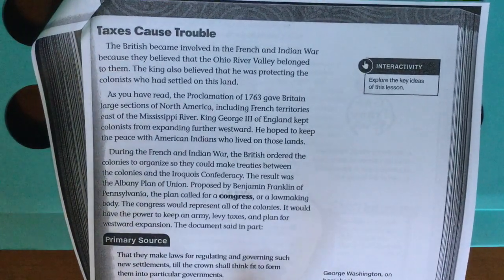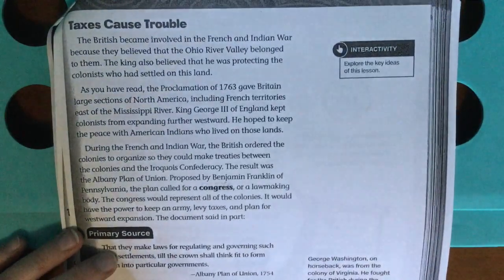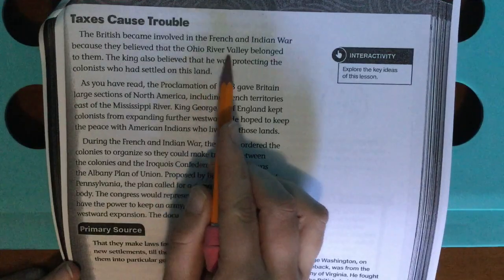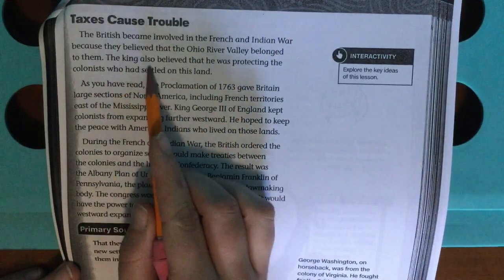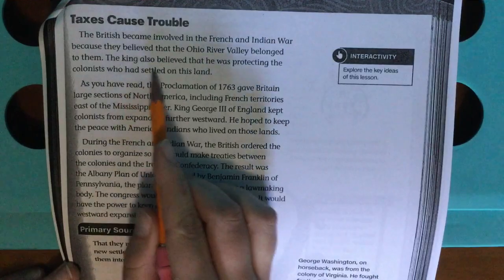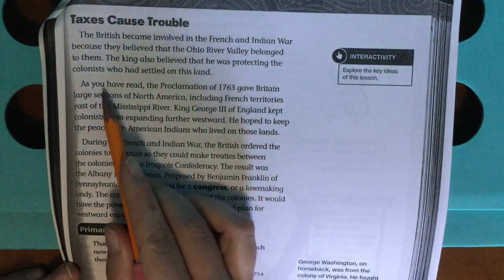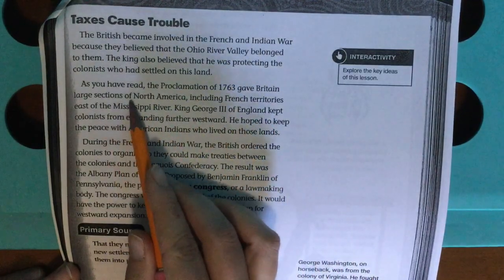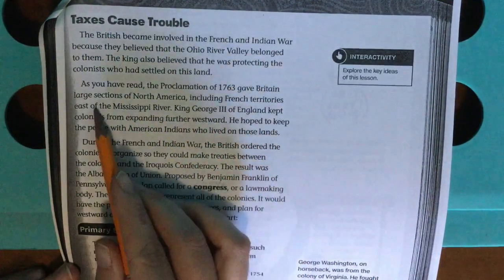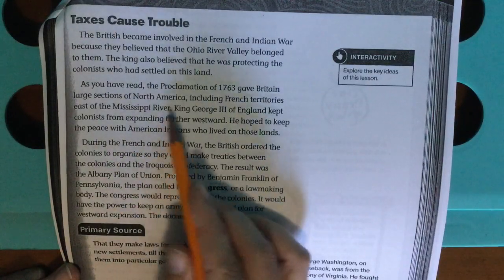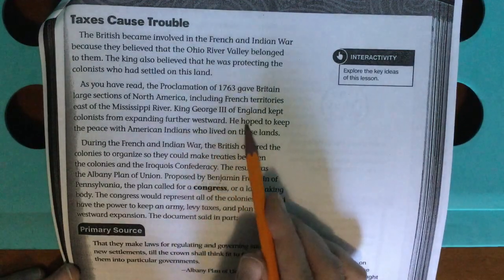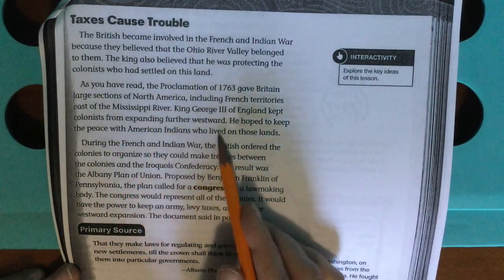Taxes cause trouble. The British became involved in the French and Indian War because they believed that the Ohio River Valley belonged to them. The king also believed that he was protecting the colonists who settled on this land. As you've read, the Proclamation of 1763 gave Britain large sections of North America, including French territories east of the Mississippi River. King George III of England kept colonists from expanding further westward. He hoped to keep the peace with American Indians who lived on those lands.